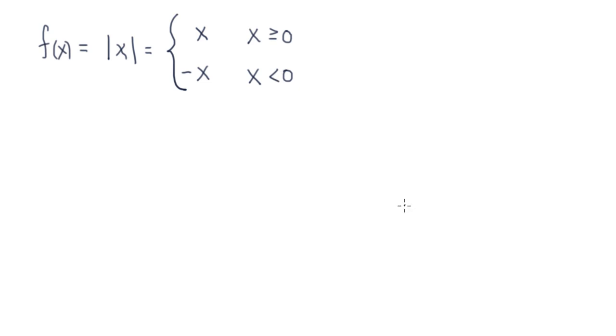Okay, so here's the question. What is f prime of 0? What's the derivative of the function at 0? Or in other words, what's the slope of the tangent line passing through 0? Well, let's sketch what this function looks like, first of all, just to illustrate what the problem is going to be.